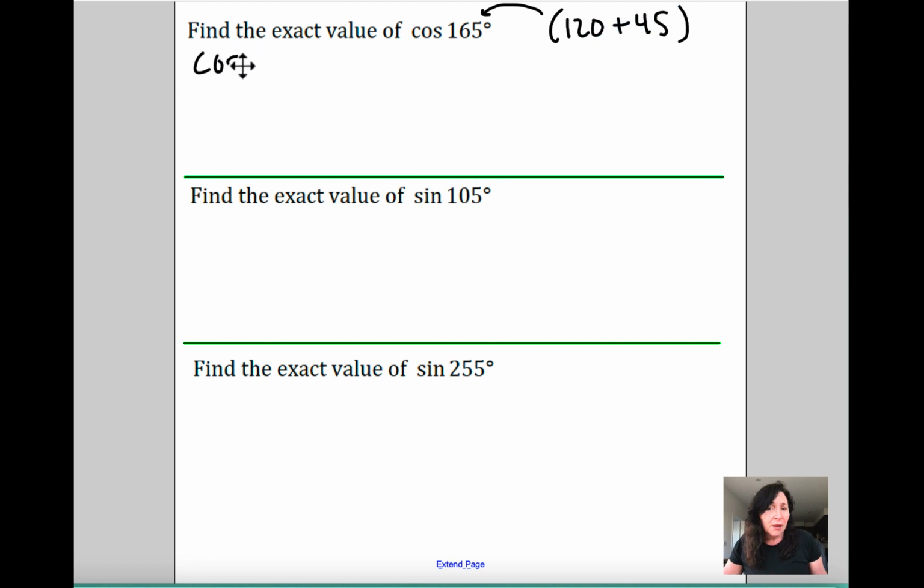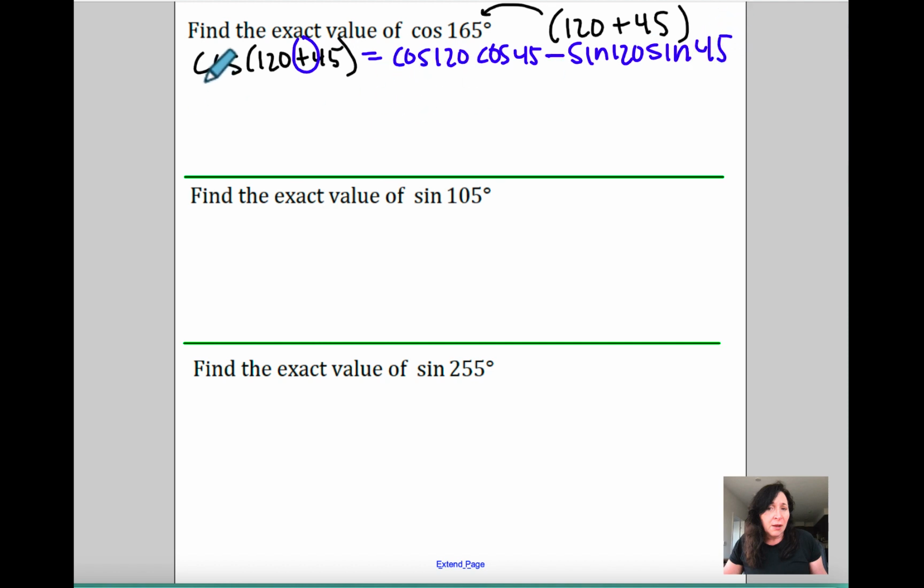So we're going to go cosine of 120 plus 45. Okay? And now you're going to expand that, right? Cosine goes cosine, cosine. So we're going to go cosine of 120, cosine of 45. It's opposite signs, so this is minus. Then it goes sine of 120 and then sine of 45.